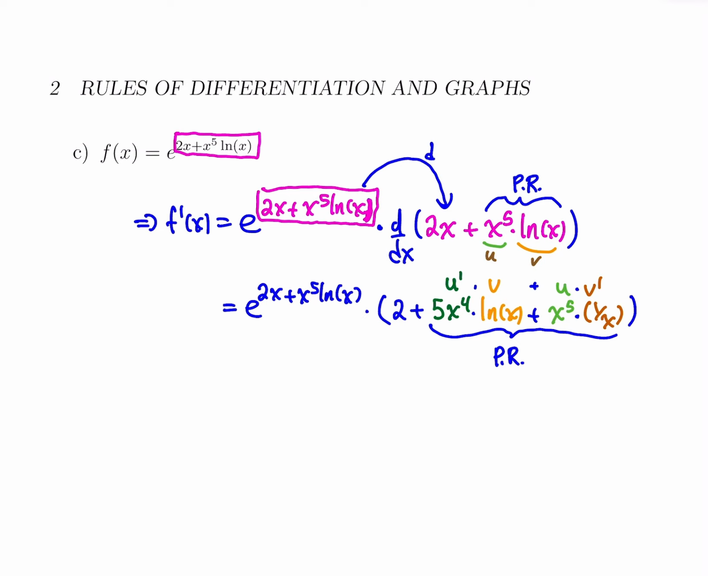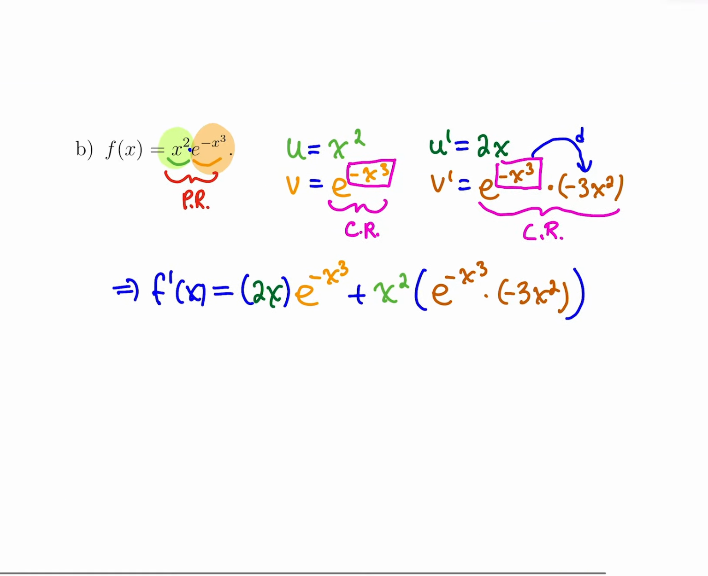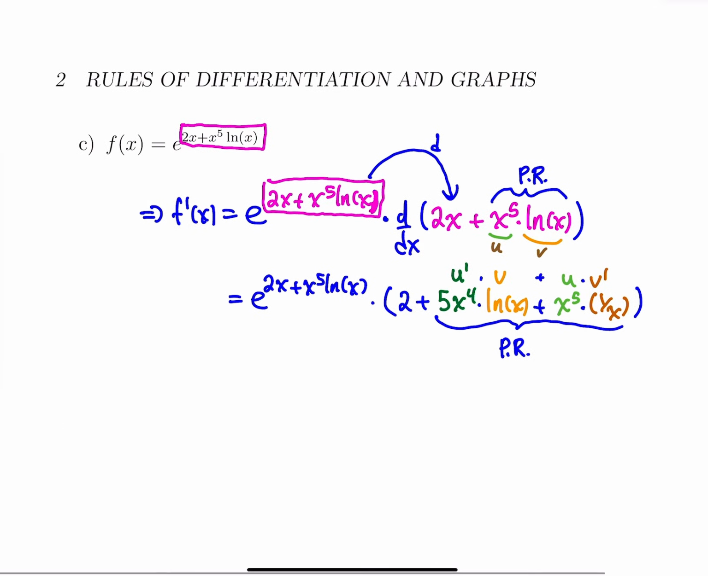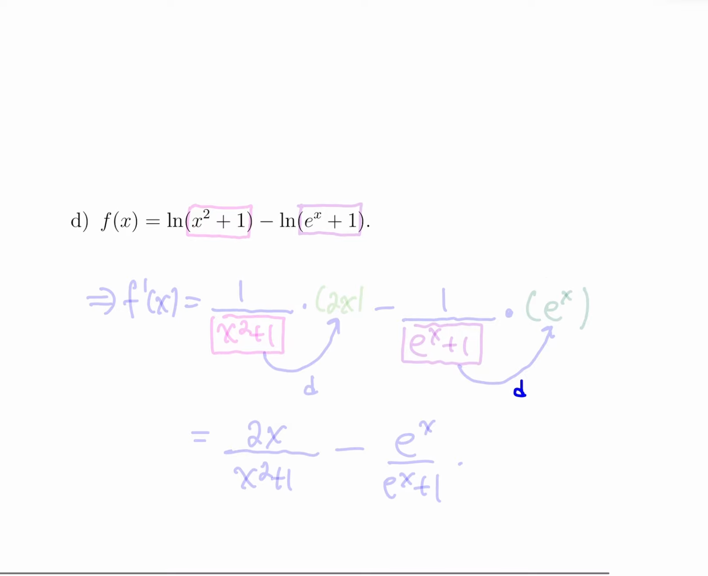So these two questions are really interesting when you look at them together. Example B was a product followed by a need of using the chain rule. This one is a chain rule first with a need of using a product rule after. Let's do the other one. Actually, the other one is a bit simpler.